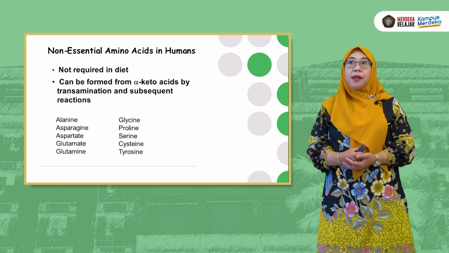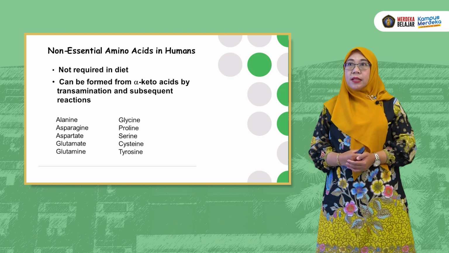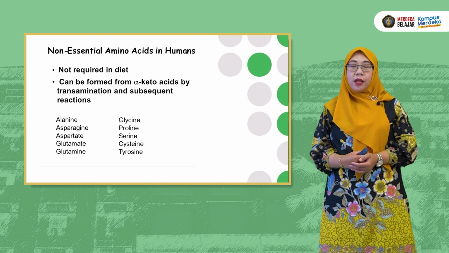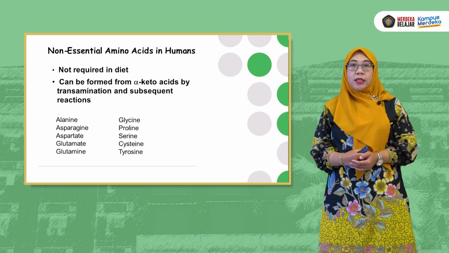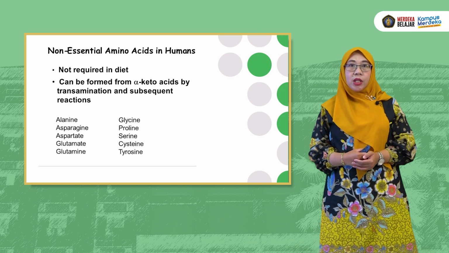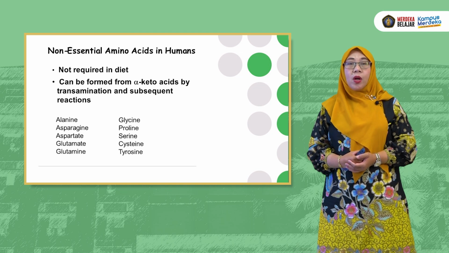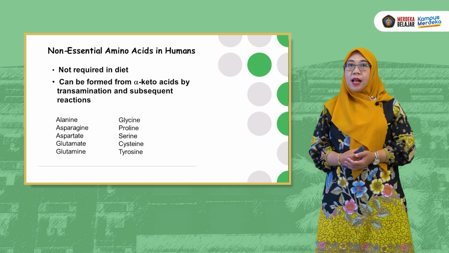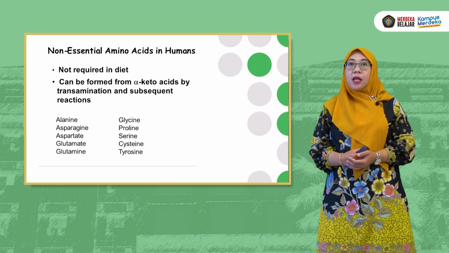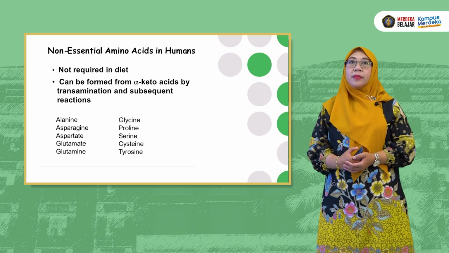Then the other 10 amino acids are non-essential. They are named non-essential since these amino acids are not required in our diet. Non-essential amino acids can be formed from alpha keto acids by transamination reactions and their subsequent reactions. The 10 non-essential amino acids are alanine, asparagine, aspartate, glutamate, glutamine, glycine, proline, serine, cysteine, and tyrosine.